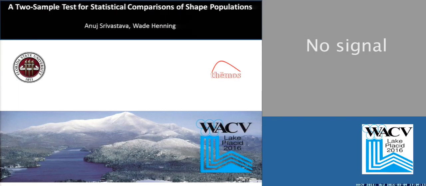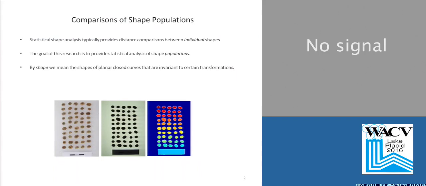The paper is called a two-sample test for statistical comparisons of shape populations. Statistical shape analysis typically provides distance comparisons between individual shapes. The goal of this research is to provide statistical analysis of shape populations. By shape, we mean the shapes of planar closed curves that are invariant to certain transformations.